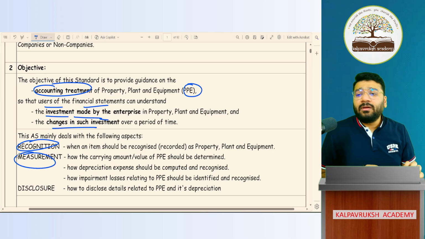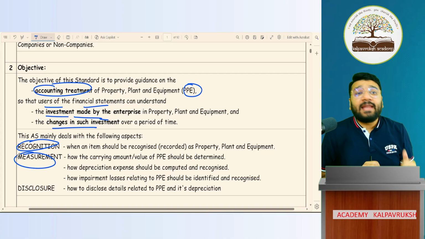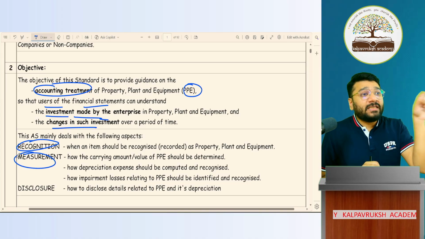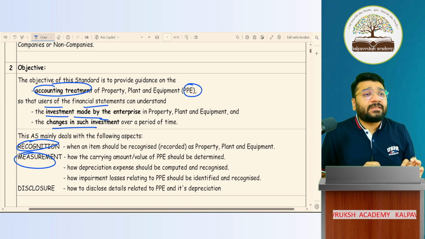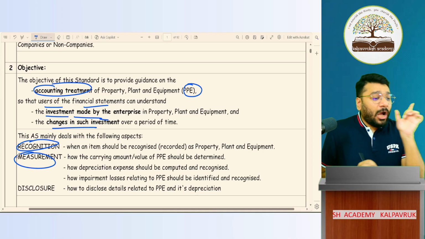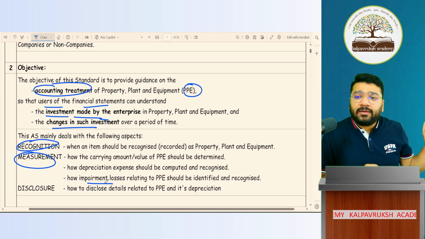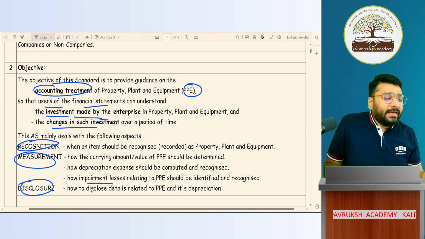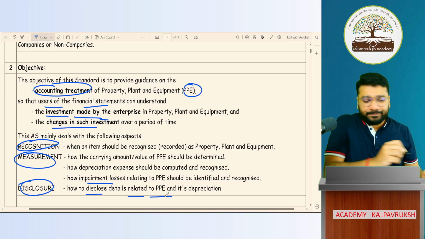Then it talks about the measurement aspect. Measurement of what? The PPE, what you record, no? The value of that, how should be derived? In that value, what and all should be added, what and all should not be added is been discussed in this chapter extensively. In this chapter, we're also trying to understand how to measure the depreciation, how to measure the impairment of the assets. Okay? At the end, it is also covering disclosure aspect, how the details has to be disclosed in the notes to accounts. Got it?